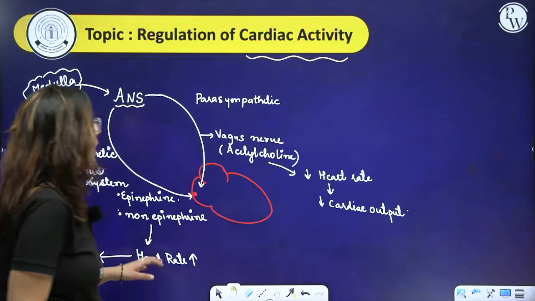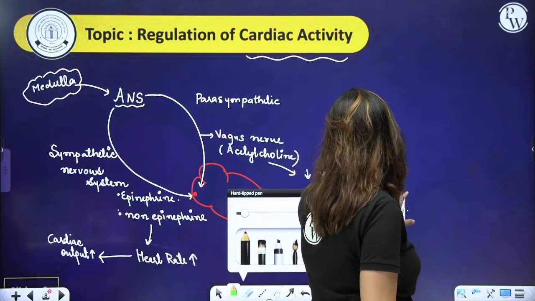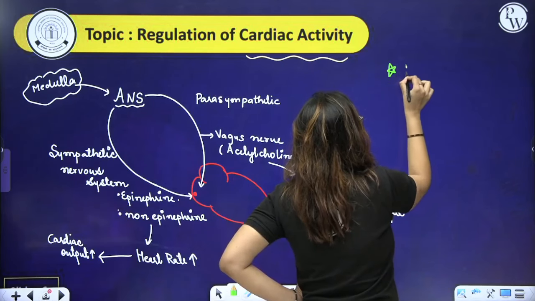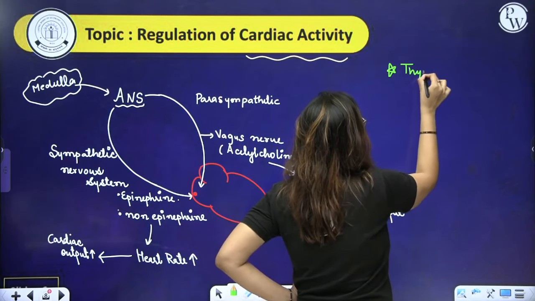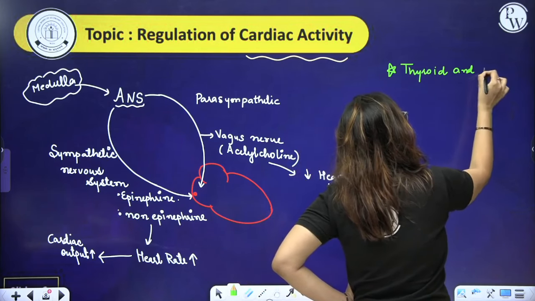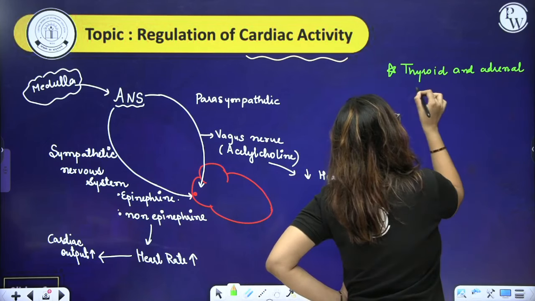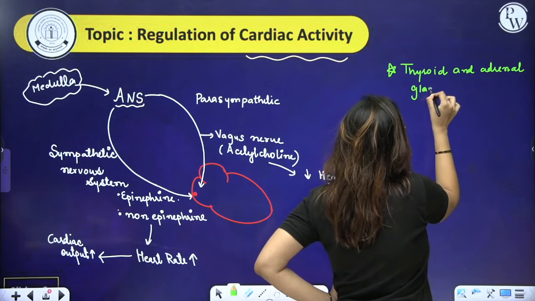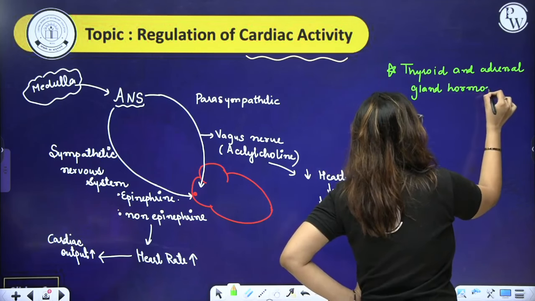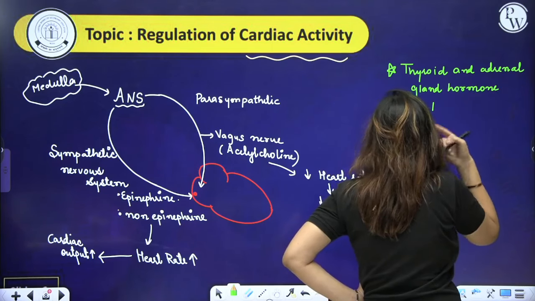Yeah, so this is how nervous control looks like. And NCERT talks about some chemicals that are also there, such as thyroid hormone and adrenal gland hormone, which increase the heart rate.